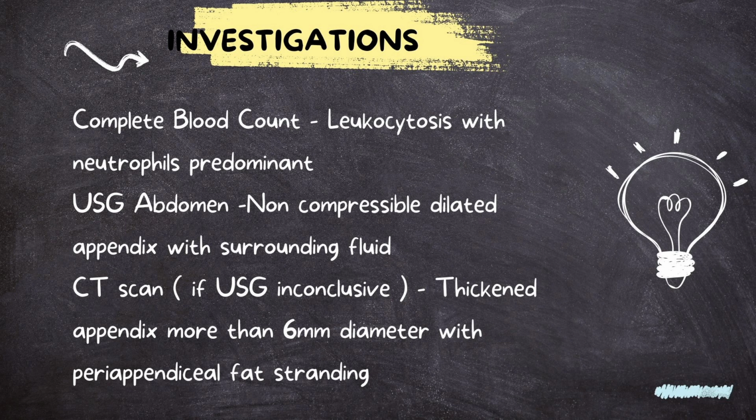In cases where the ultrasound is inconclusive, a CT scan of the abdomen is recommended, which typically reveals a thickened appendix greater than 6 mm in diameter, with periappendiceal fat stranding.